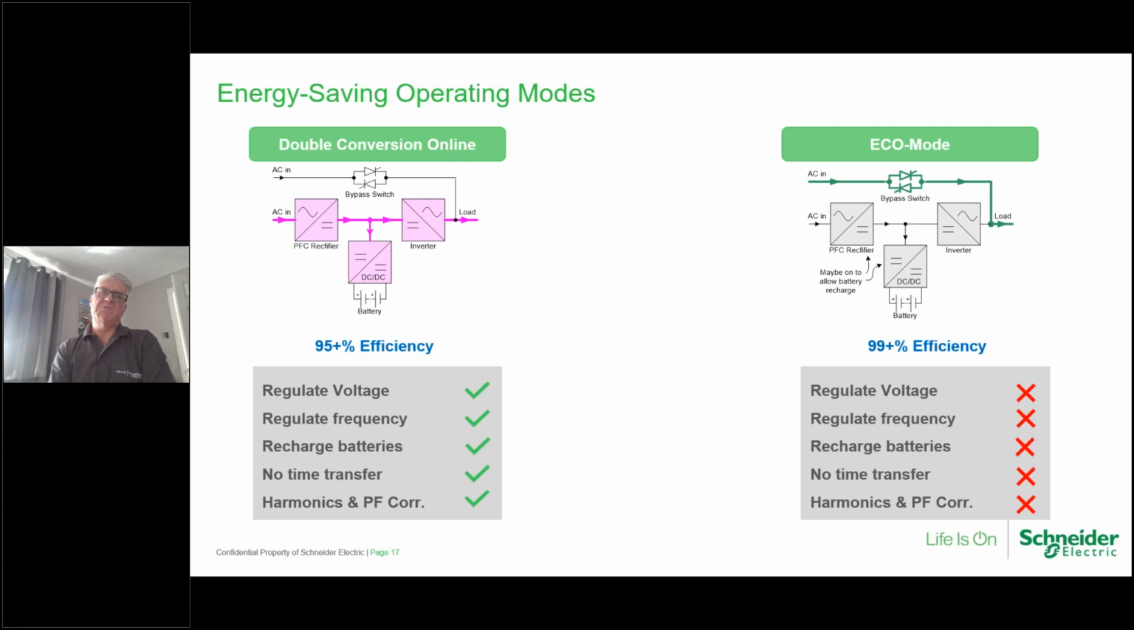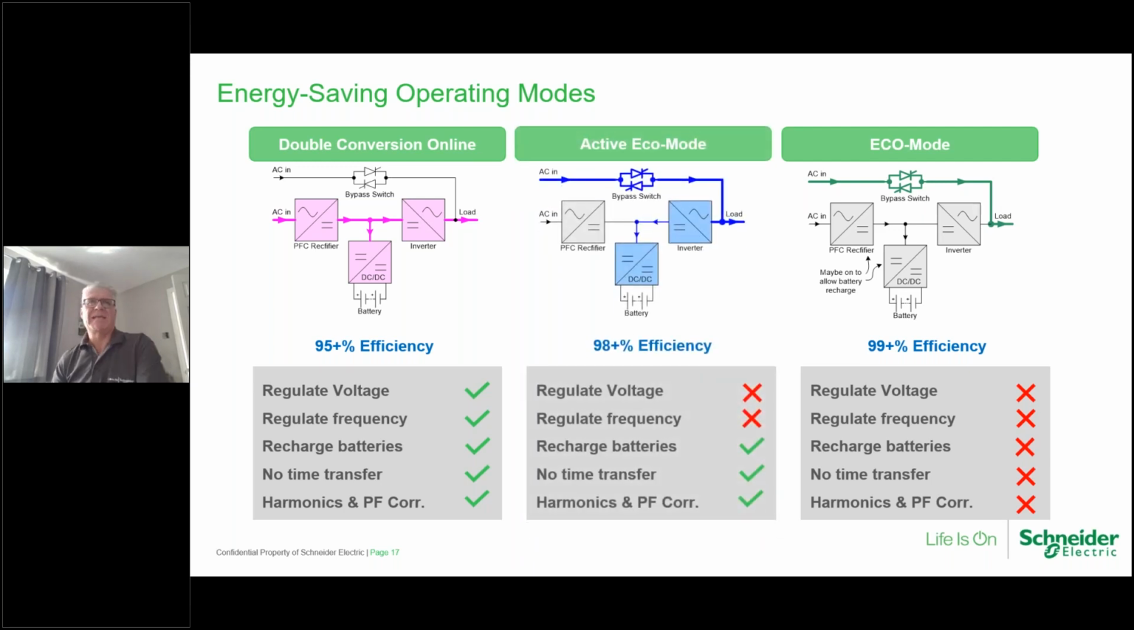There is a transfer issue because when the utility supply fails and the batteries take over the load, we've got to start the inverter. So there's potentially a transfer time issue, and also the load is exposed to the harmonics and the power factor that may be coming down that utility supply directly to the load.